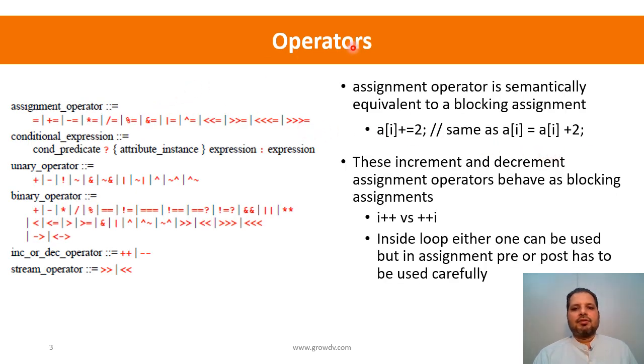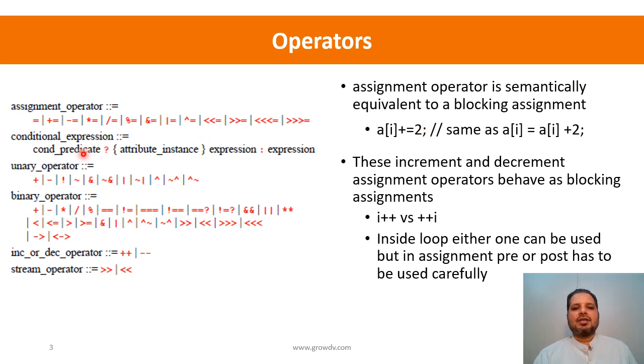So let's start with the overall scheme of operators. We have assignment operators, and there are different flavors. The simple blocking assignment we are already aware of, and then you have this plus equal to, which is equivalent to a of I equal to a of I plus 2. This is a shorthand notation, and this type of shorthand is available for plus, minus, multiplication, division, modulo, and even for the shift. So if you want to operate on the same element, then you have this shorthand notation that you can utilize.